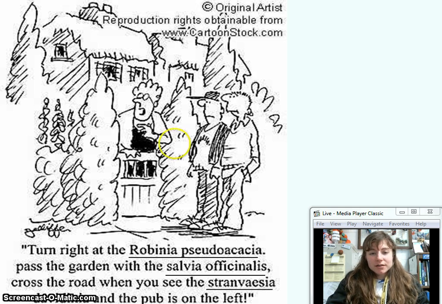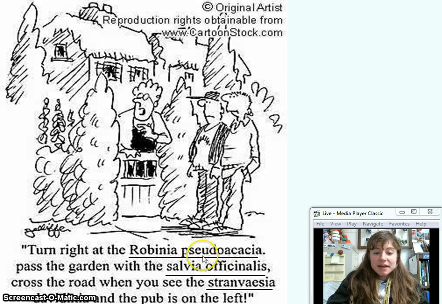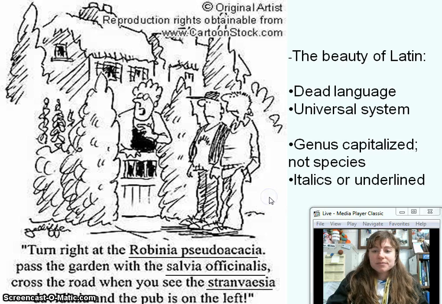So if you were asking someone for directions and they gave you a description somewhat like this, you might never make it to the location that you're seeking. However, I would argue that this would be a really effective way of giving direction, because regardless of these guys' language or background, if they knew their stuff, then they would be able to identify these different organisms.